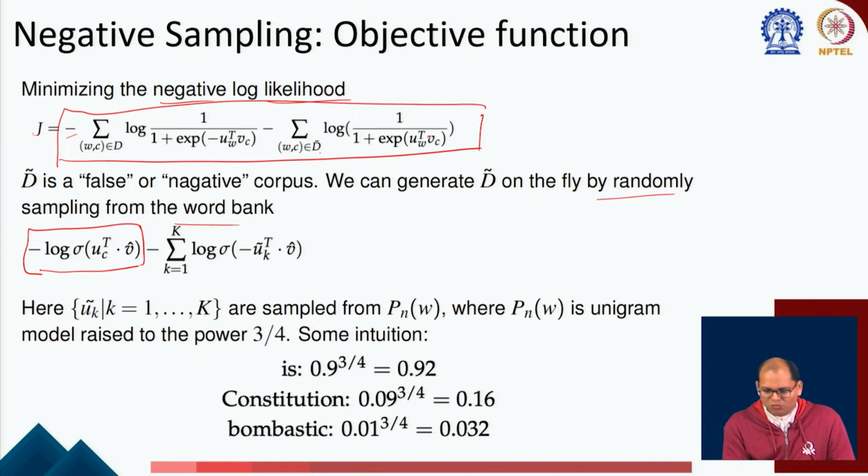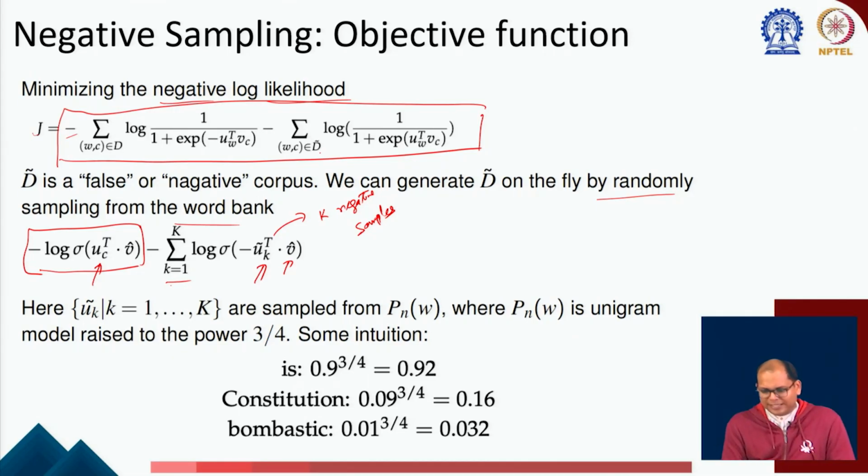But this one, what I will do, so V hat is constant, this is the word in context, and this is a word that is a negative sample. So I will do minus sigmoid of minus U_k tilde transpose V hat, where I have taken k equal to 1 to K negative samples. Right. Now, how do I actually pick negative samples?